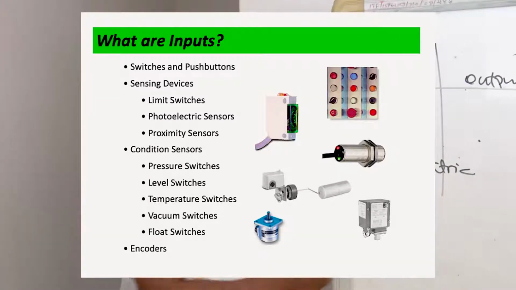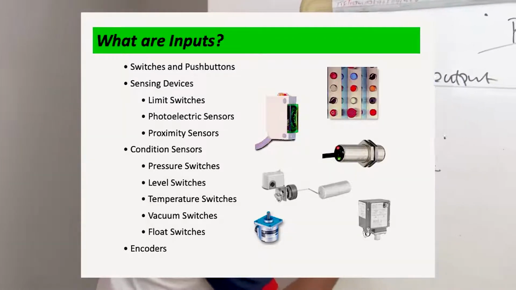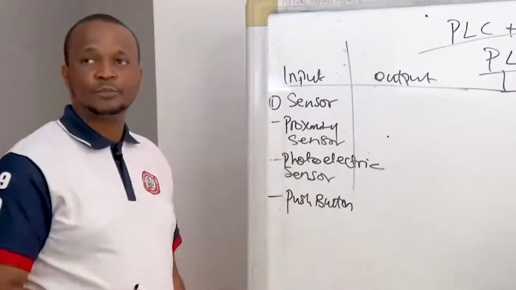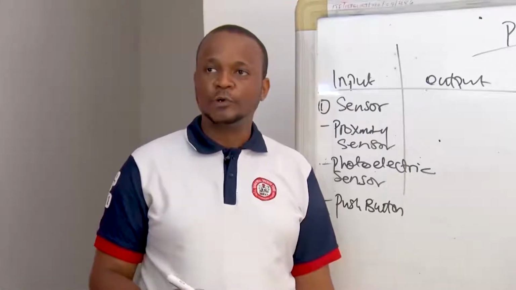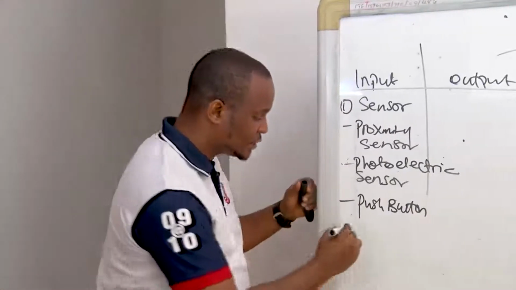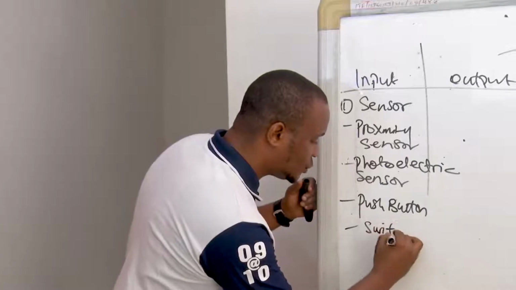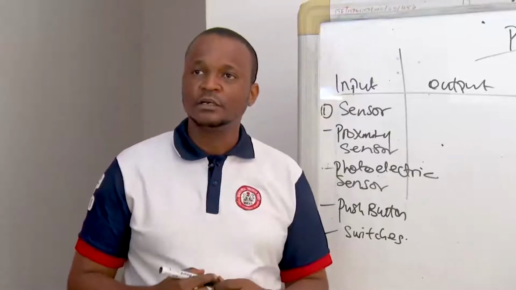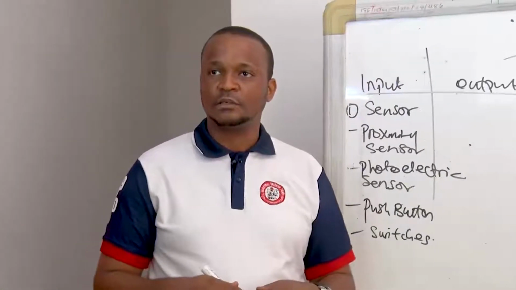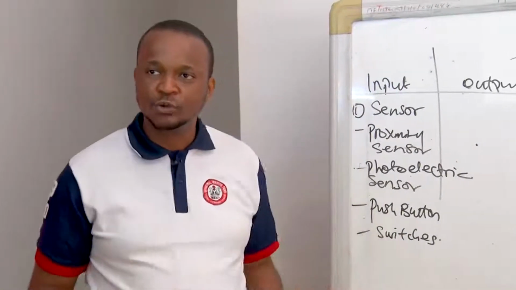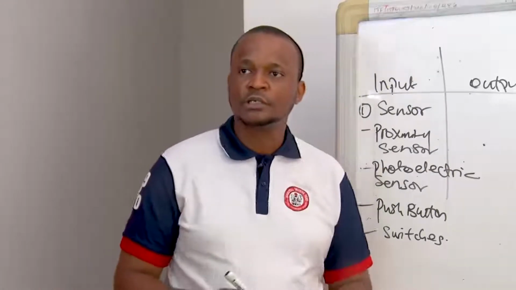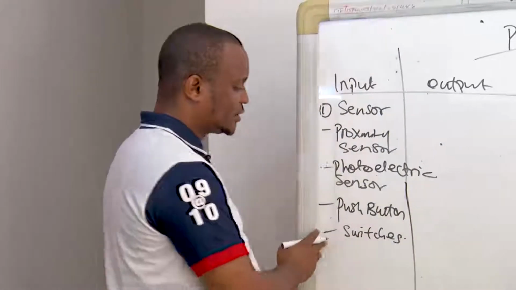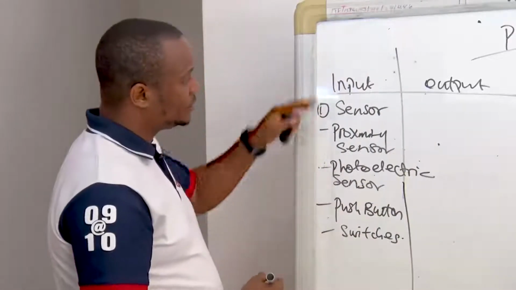Okay? Also we have push buttons. All push buttons are inputs to the PLC. We could also have switches. Different kinds of switches exist, but the limit switch, the float switch, the vacuum switch, the level switches. All these kinds of switches are input devices.